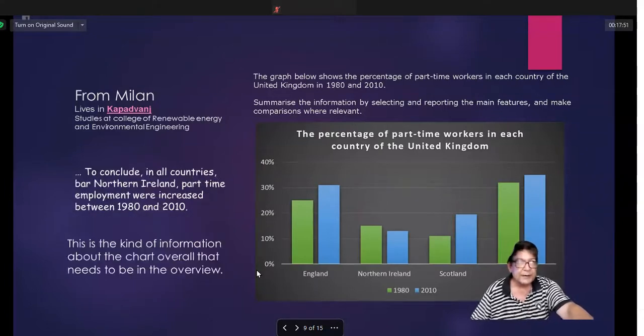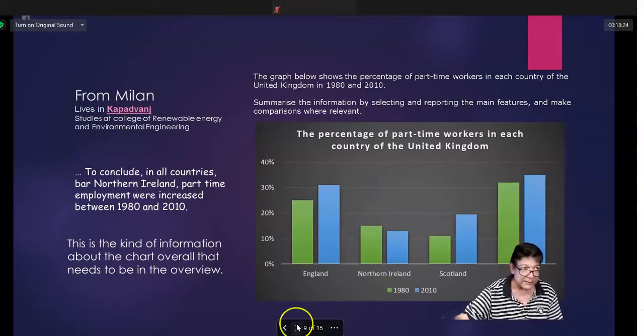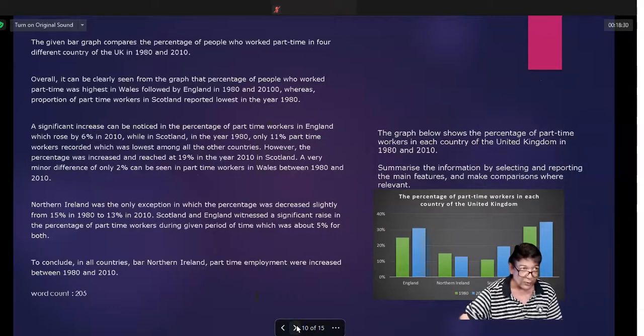But here's the thing, at the end of your report, you say, to conclude, in all countries, bar Northern Ireland, part-time employment increased between 1980 and 2010. That's another main feature. Look, it went up, it went up, it went up. Here it went down. That's the other bit of main information. You could have included that. This is the kind of information that you put in your conclusion that the writer should have included in their overview.